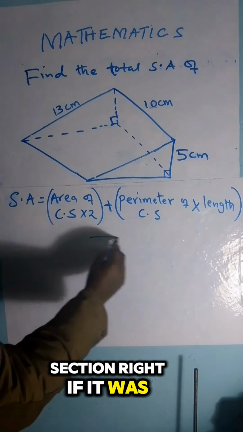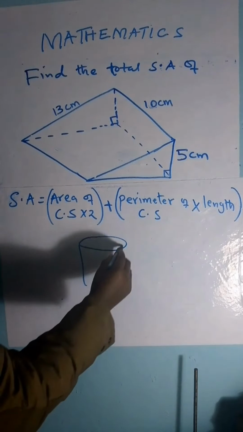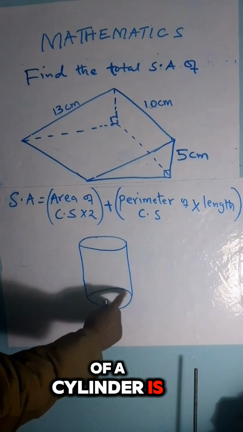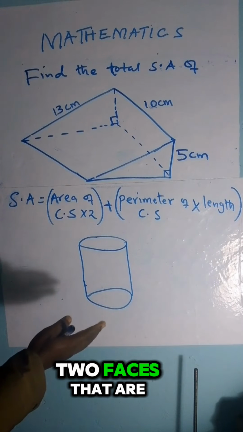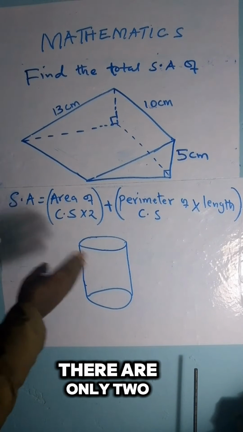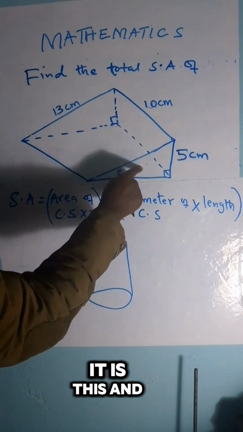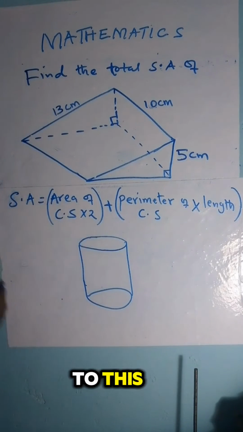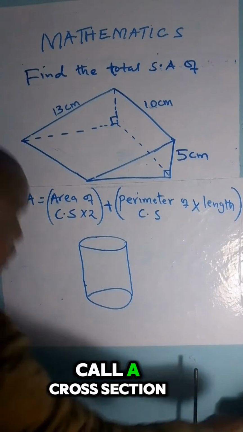If it was a cylinder, the cross section area of a cylinder is this circle and this circle. Those two faces are the same, and one fits on top of the other. There are only two faces which can fit on the other, this and that. This is exactly equal to this. So that's what we call a cross section.